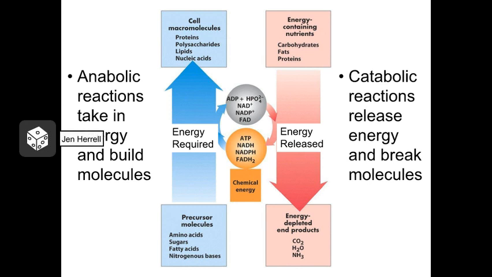So catabolic reactions and anabolic reactions work together all the time inside living cells. Again, the catabolic reactions release energy by breaking molecules, and then that energy can be used to power anabolic reactions. So in other words, by breaking down something like a carbohydrate, like glucose, into CO2 and water, that can provide the energy to build amino acids into something big like a protein.